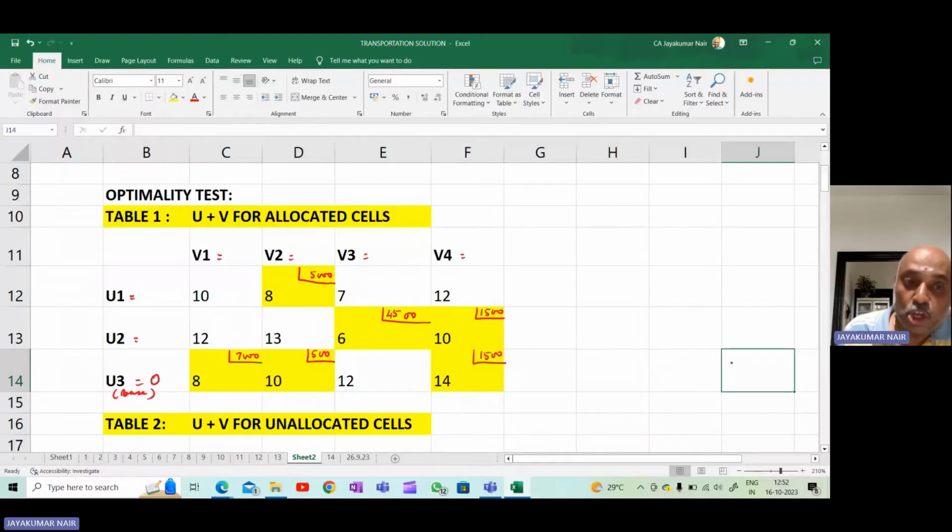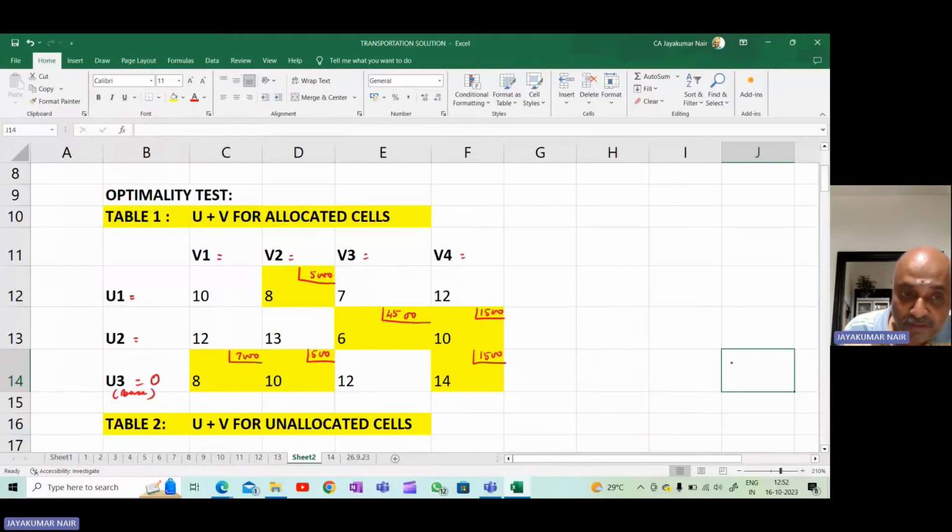I'll repeat again. The first row has only one allocation. The second row has two allocations. The third row has three allocations. The one which has the maximum allocation, you take it as the base. So I've taken this as the base, and the base value you take as 0.